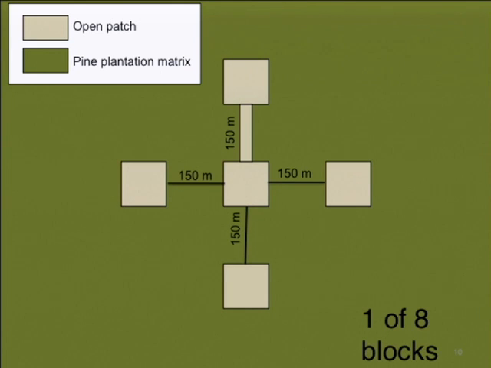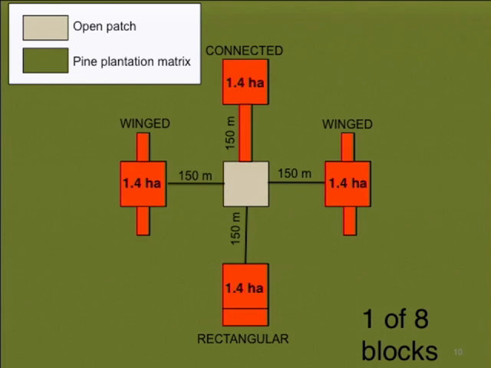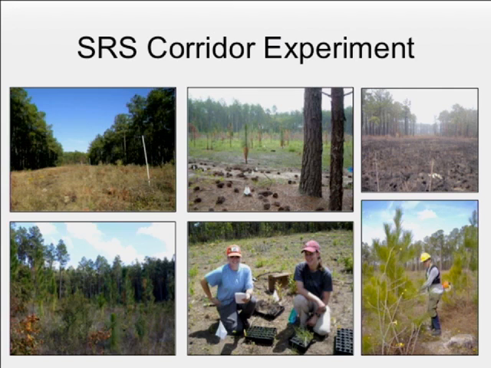Because adding a corridor adds area, the area of the corridor is added to those peripheral patches in one of 2 ways, either to the back of the original square in this rectangular patch, or as these little half corridors on the sides of these squares in these winged patches. So if we consider the area of those original squares plus the corridor, we have equivalent area in what we'll call the connected, winged, and rectangular patches.